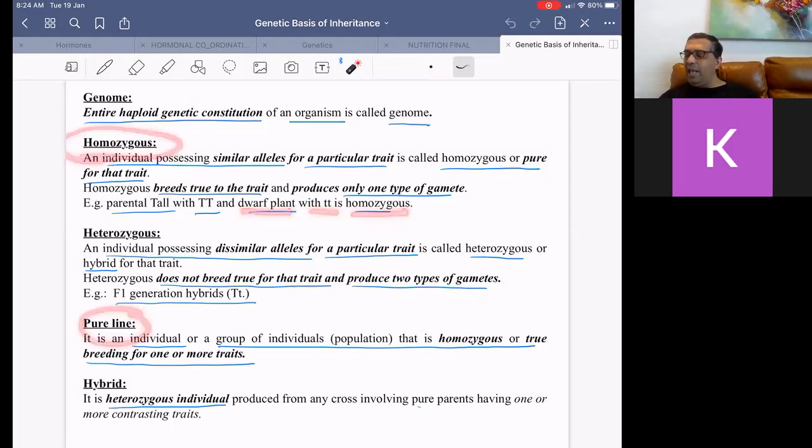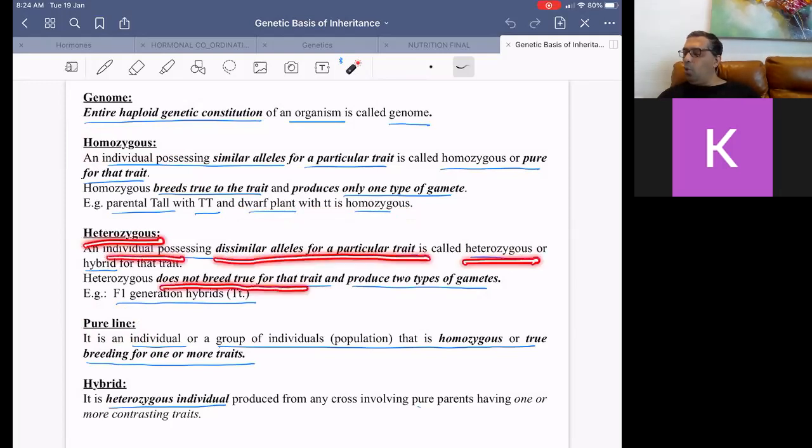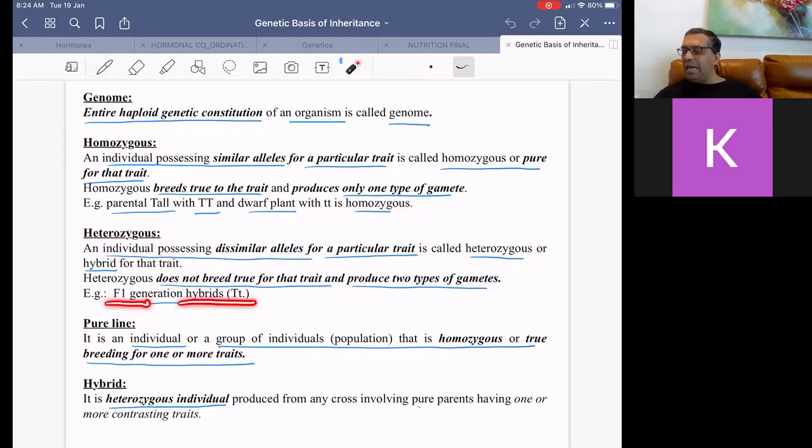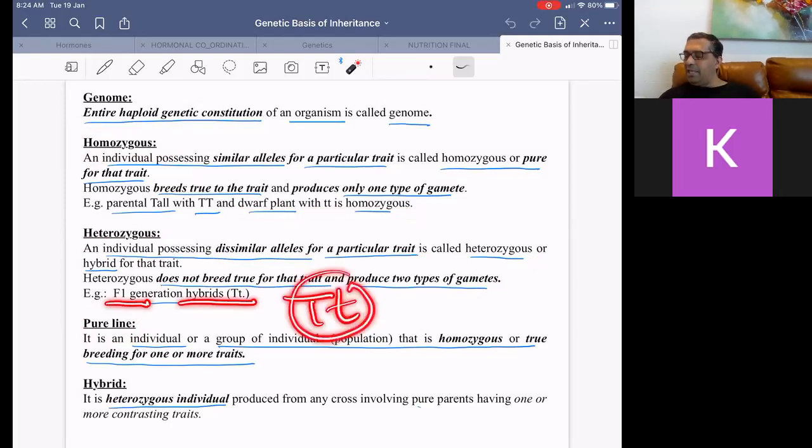And we have heterozygous. An individual possessing dissimilar alleles for a trait is called heterozygous. Heterozygous does not breed true for that trait and produces two types of gametes. For example, F1 generation is capital T small t, which is called heterozygous or hybrid.